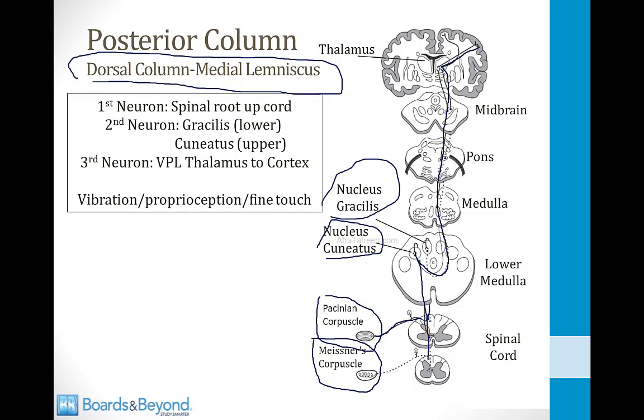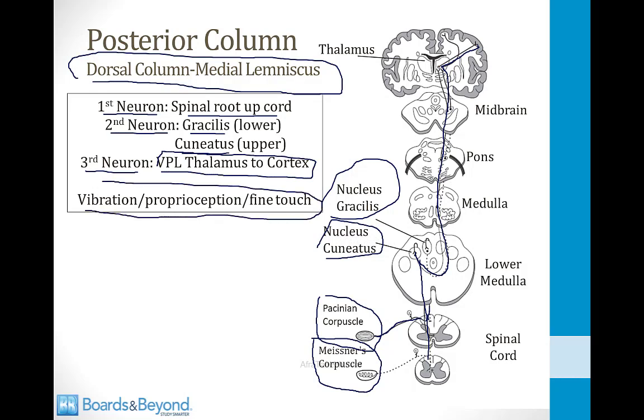So let's look over here on the left. Just like the spinothalamic tract, this is a 3-neuron system. The first neuron is in the periphery and then sends information up the cord. The second neuron is from the gracilis or the cuneatus up to the thalamus, and then the third neuron, just like the spinothalamic tract, is from the VPL portion of the thalamus to the cortex. And this is carrying sensory information on vibration, proprioception, and fine touch.